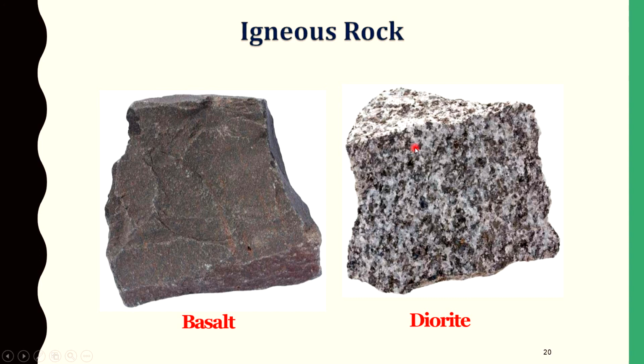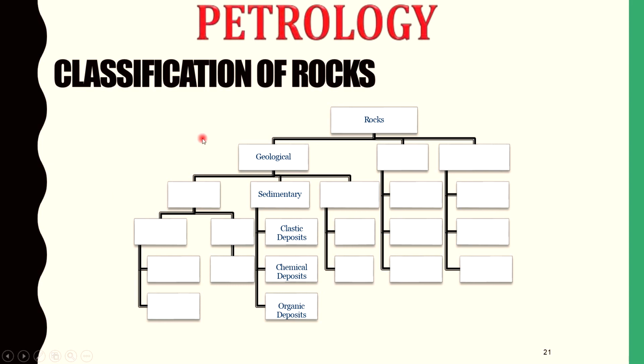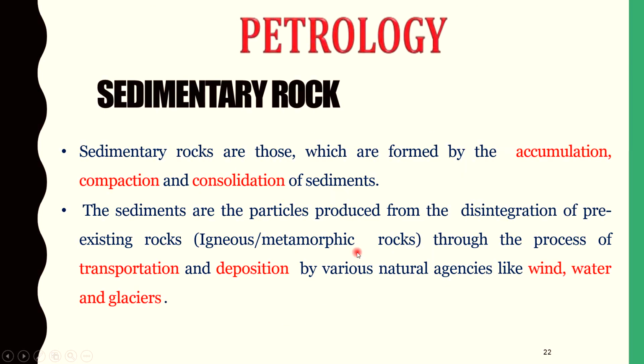In igneous there are intrusive and extrusive rocks. Okay, now the next geological classification, after igneous, is metamorphic. Now the next classification is sedimentary. In sedimentary there are three types: clastic, chemical and organic deposit.